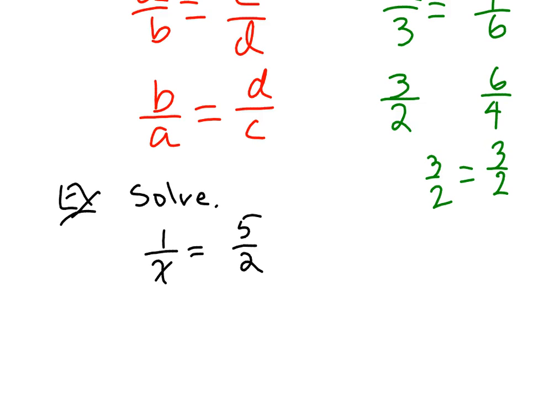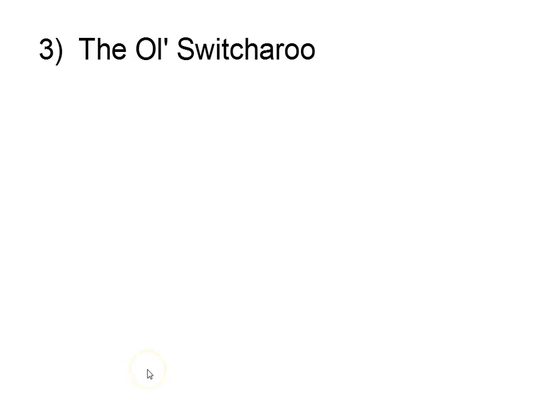Danny, apply topsy-turvy for me. x over 1 equals 2 over 5, right? What's x over 1? Yes, it's x. And we just solved for x without having to do all the cross multiplication. Topsy-turvy.